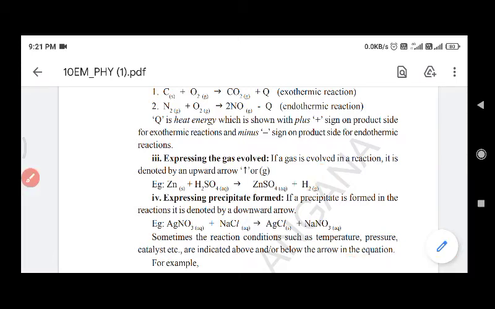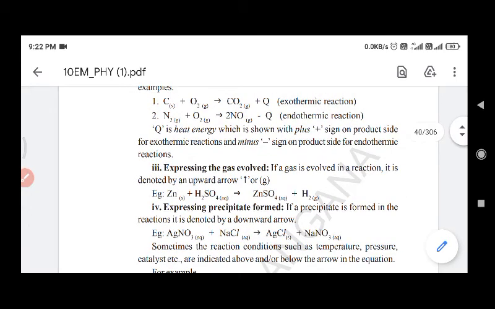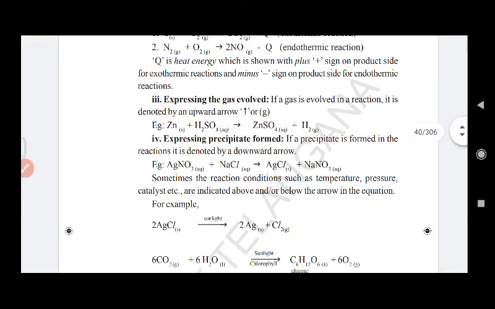In the following equation, zinc plus sulfuric acid gives rise to zinc sulfate compound and hydrogen gas liberates. For hydrogen gas we represent its physical state, and we also represent that it is evolved in the form of a gas. And next, expressing precipitate formed during a chemical reaction, if any precipitate formed.